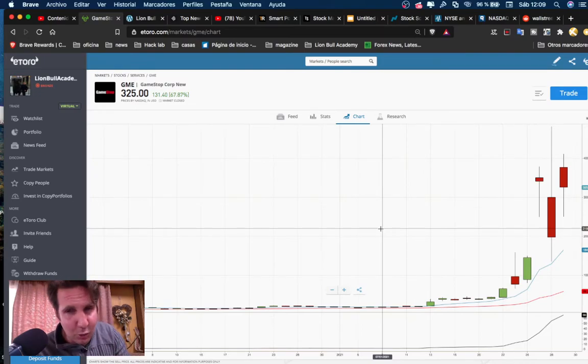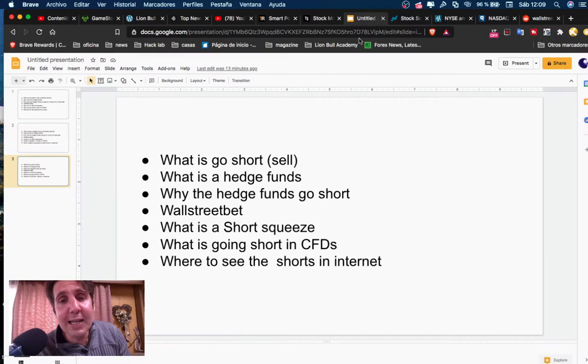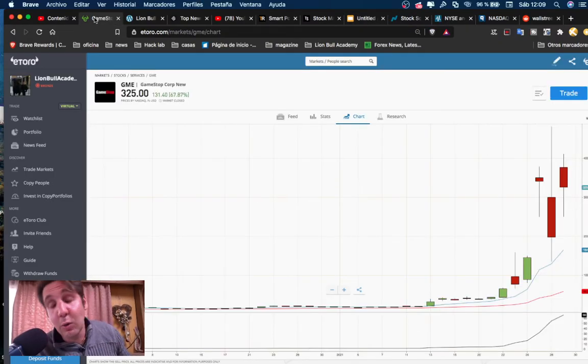Okay, now that you know a little bit about that, let's go to the next point. What is going short in CFD? It's very similar to going short in a normal market. The only difference is that it doesn't have an expiration date. That's nice. You can hold it as long as you want. The bad part is that normally the one going against you will be your own broker. What does that mean? If you go short on a company and you are making money, the one who is going to lose money is your broker, because most of the time the broker is the one going against you.